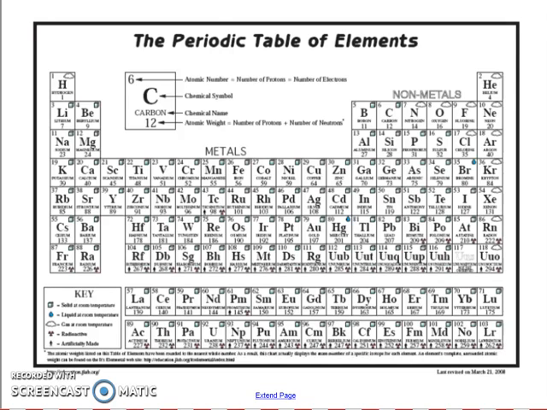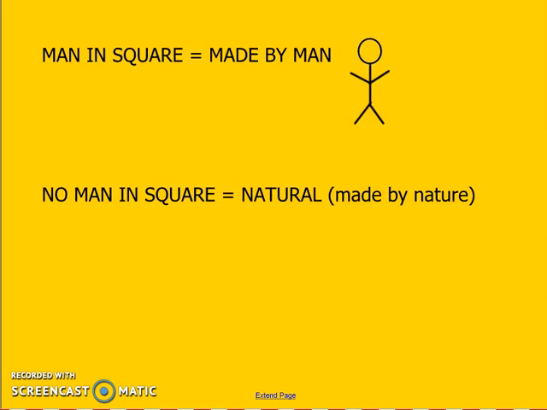So if you look here, you can see most of the metals are going to be solid at room temperature. If you look to the right-hand side, a lot of these nonmetals are going to be gases. And then there are 2 elements that are liquid at room temperature. So just some extra information that is available to you. Another symbol on your periodic table is that some of them have a person in them. If there's a little man in the square, that means that it is man-made. If there's no man in the square, that means it's a natural element.